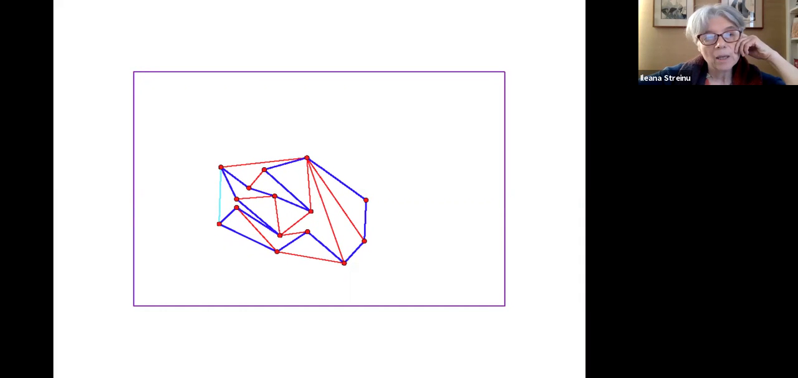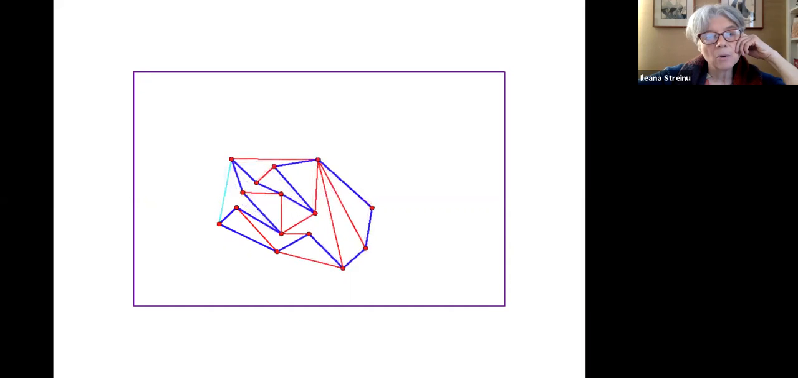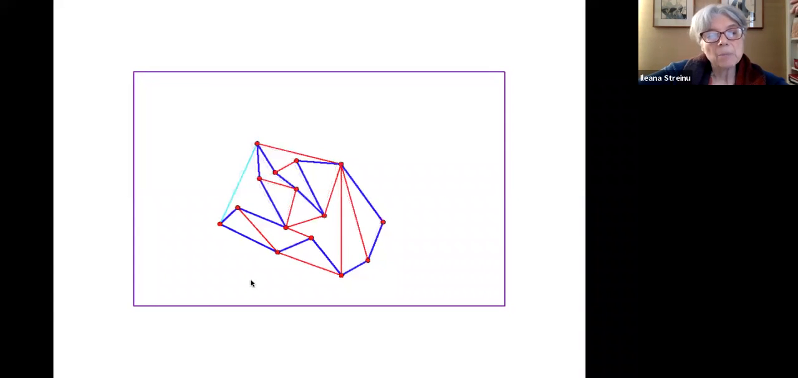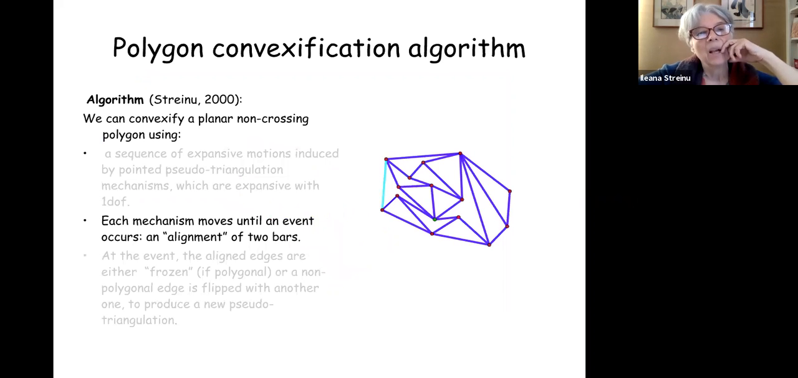Okay, and now this one is 1 degree of freedom, so it starts moving. So you can deform it. And that's the trajectory. So when should we stop? We stop when the motion stops being expansive, and it stops being expansive, because of the existing theorems, exactly when this mechanism stops being a pseudo-triangulation. And when does it stop? It stops exactly when some pair of incident edges align, so that if I go beyond this point, this angle will become smaller than pi, and this vertex will not be pointed. So that's the idea.